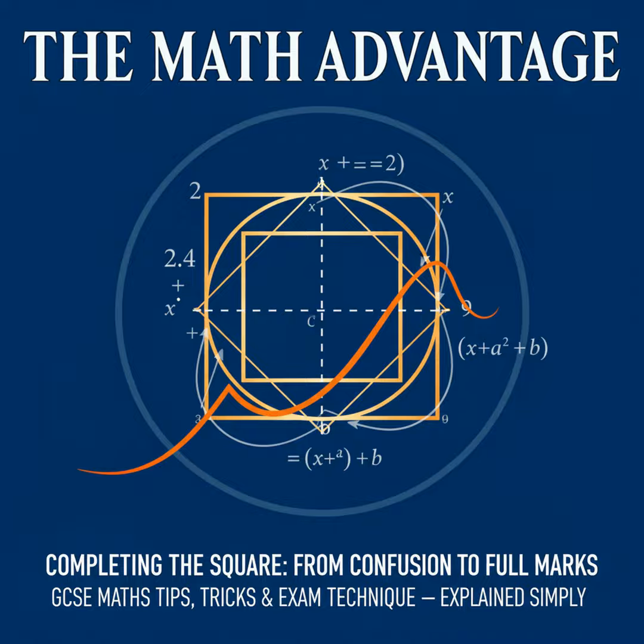Recap and CTA. One-sentence summary. Completing the square rewrites a quadratic into vertex form, so you can read the turning point and collect method marks, and the 10-second expand and check saves most slips.